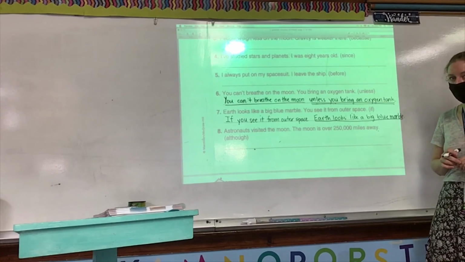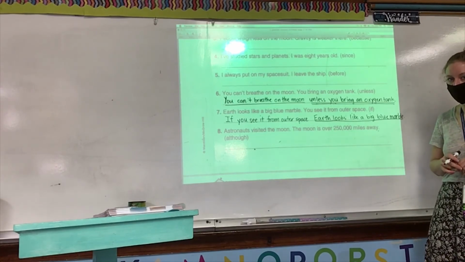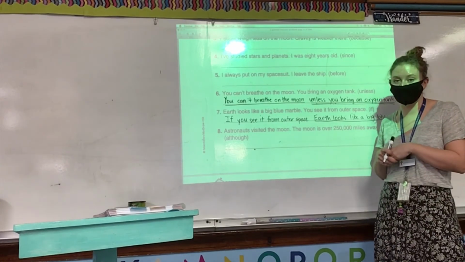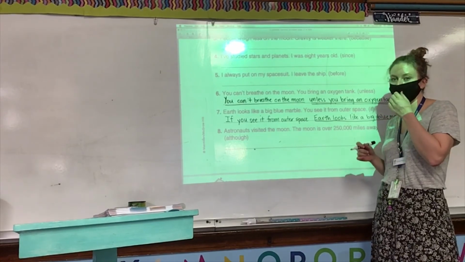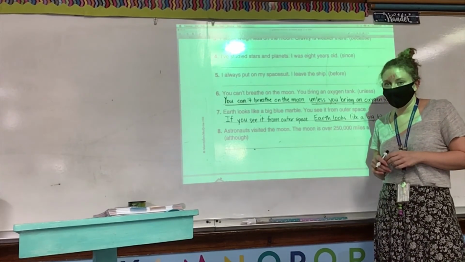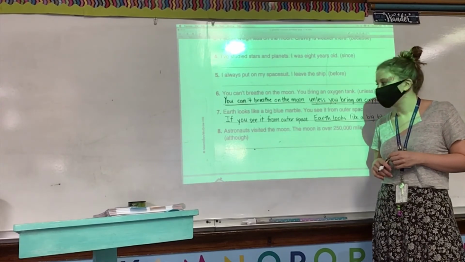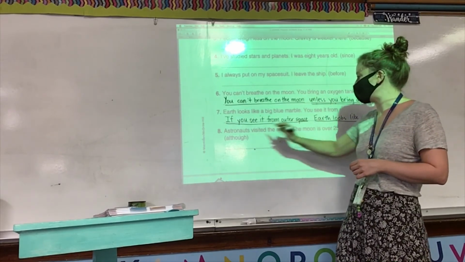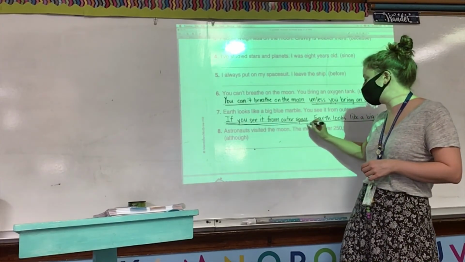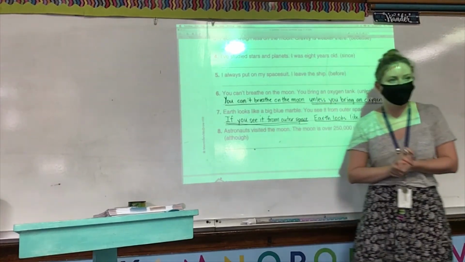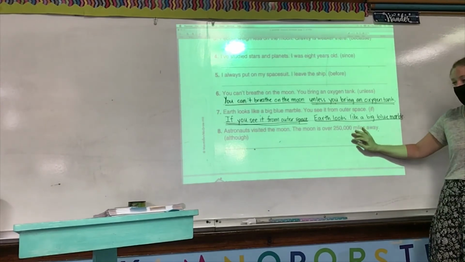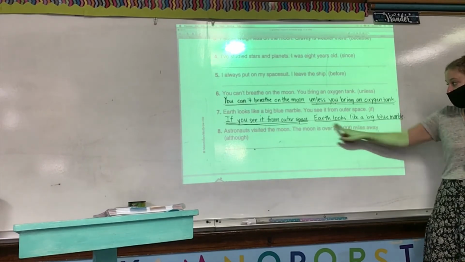Carla, we found the independent clause. Which part is the dependent clause? Which part cannot stand alone? The clause is if you see it from outer space. Good. If you see it from outer space. Because then you're waiting for more information. You say, well, why does it say if? Well, to make it make sense, we add an independent clause. If you see it from outer space, well, what about it? Earth looks like a big blue marble.